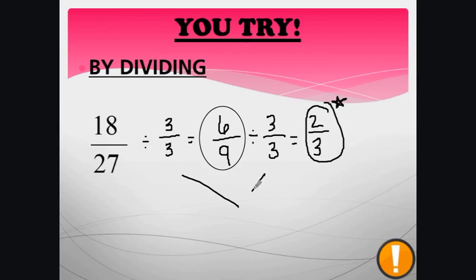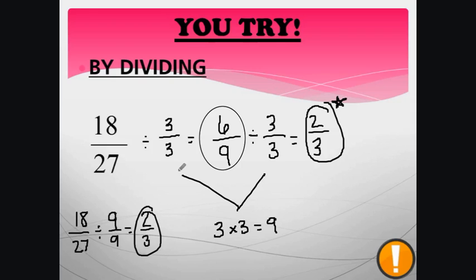Another way that I could have done this was to take both of the numbers that I divided my fractions by and multiply them together. So 3 times 3, which equals 9. So if I would have started off by simplifying 18 over 27 by the value of 9, I would have then gotten 2/3. It's just kind of a longer way around it.